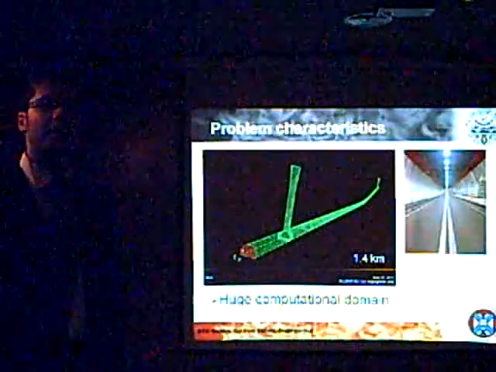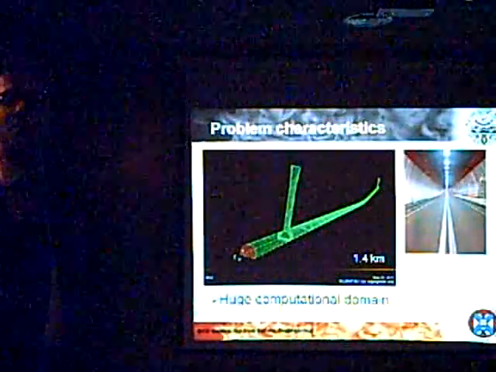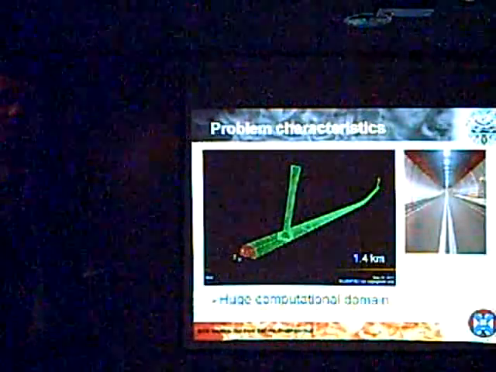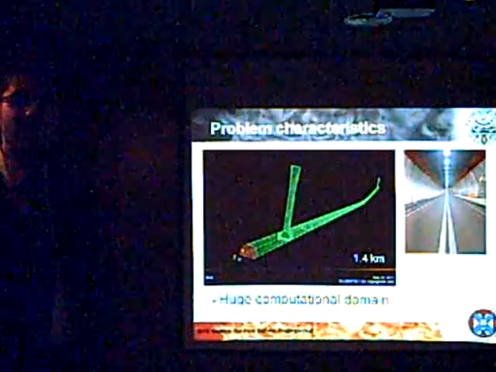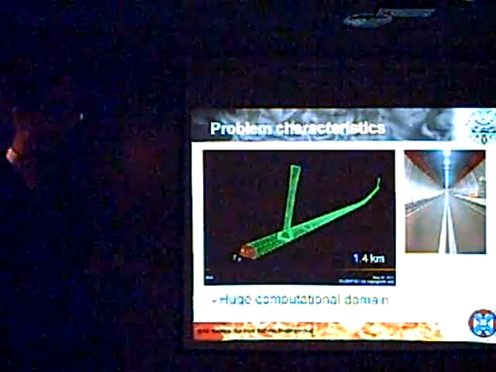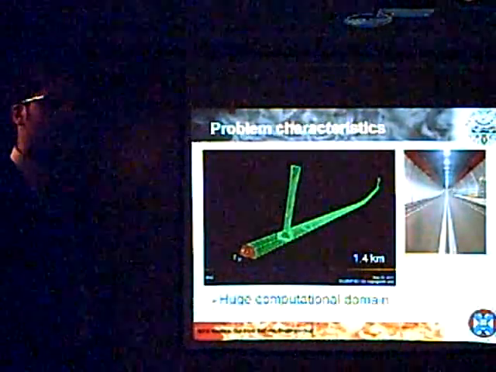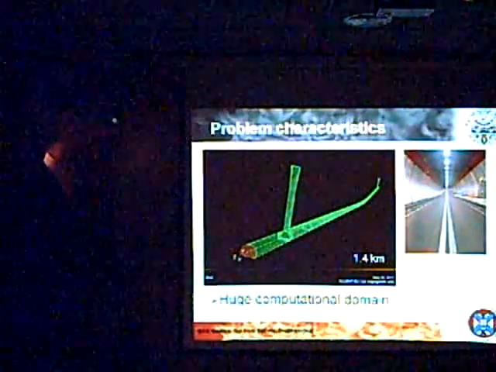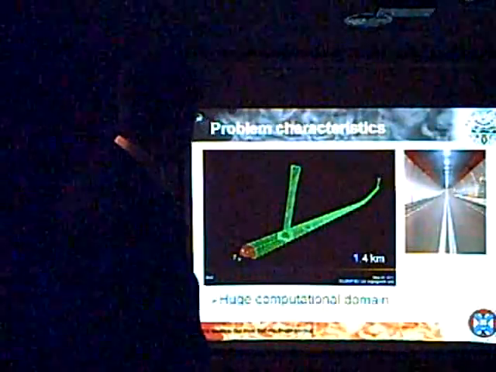When we talk about tunnel, we talk of huge computational domain. So if we think of modeling the whole tunnel domain using a CFD model, the number of grid cells can go up to many, many millions. And we also have this problem for short tunnels, like a 1.4 kilometer long tunnel. If we think of Alps tunnels, more than 10 kilometers long, the problem is really complicated.